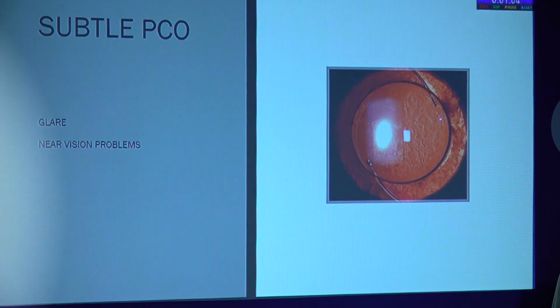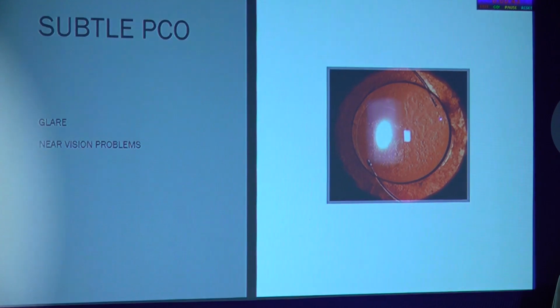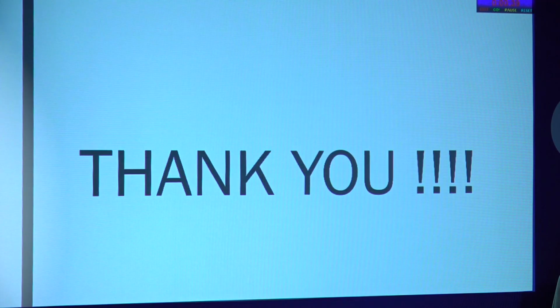Now, we have done a good cataract surgery. Patient is happy. Patient has gone back. Say a couple of months later, comes back complaining of glare and near vision problems. You have to dilate the patient. A cursory examination on the slit lamp in an undilated pupil, you may miss a subtle PCO. So these have to be dilated and checked properly, and you will see that this thing is there.